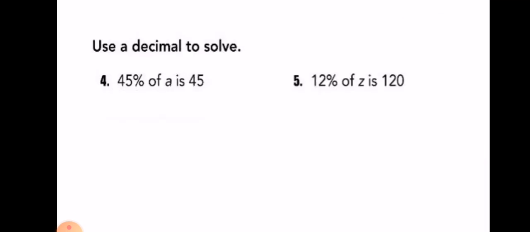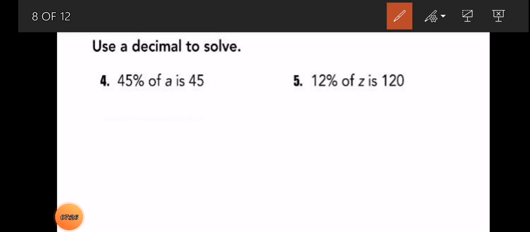Let's see the next. Here they told you to use a decimal to solve. I will explain for you this way, but you will use the fraction. Even if the question tells you to use the decimal, the fraction way is better and easier for you. But let me also explain what it means to use a decimal to solve. Let's answer question number 5. 12% of Z is 120. Use a decimal to solve. It means this percent, use it as a decimal, not like a percent.